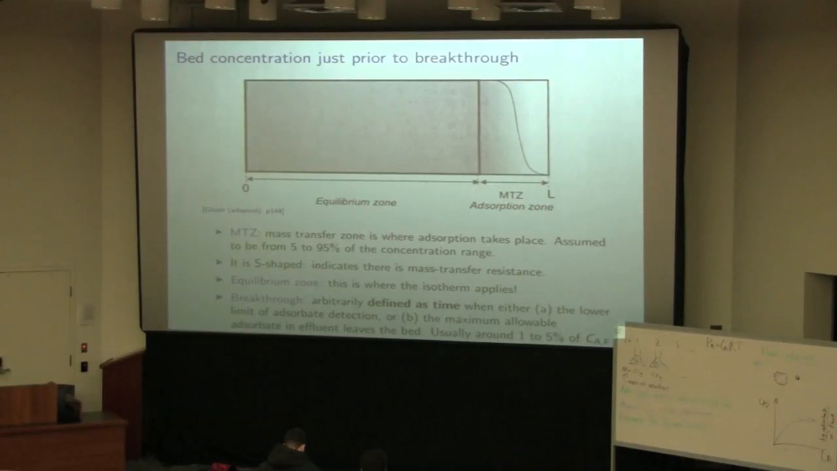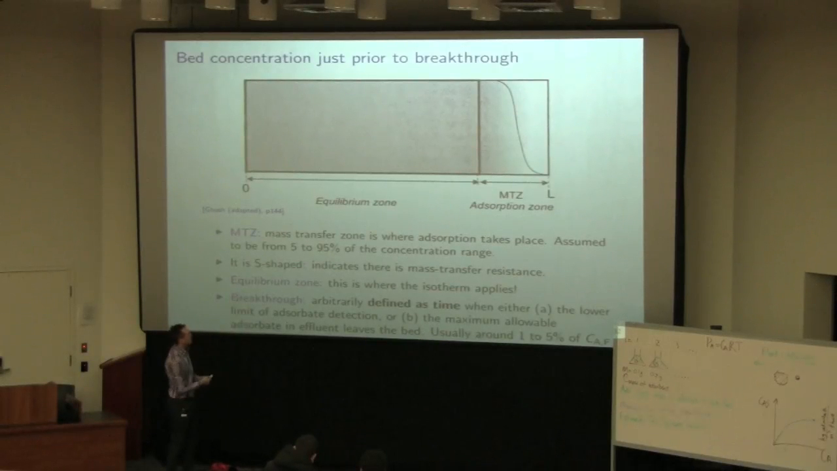But we know from our fluid flow courses that we're going to get probably a somewhat parabolic profile set up in that packed bed. There's going to be axial dispersion. Some molecules are going to move ahead faster than others. There's going to be imperfect mixing. All of those reasons lead to having a transfer zone, a mass transfer zone, where adsorption takes place.